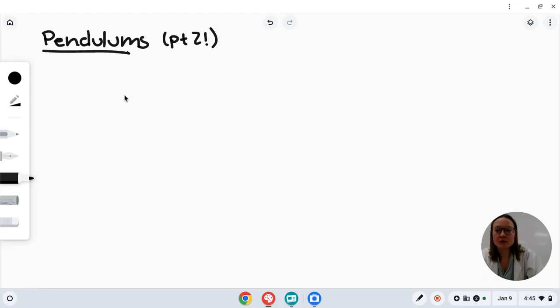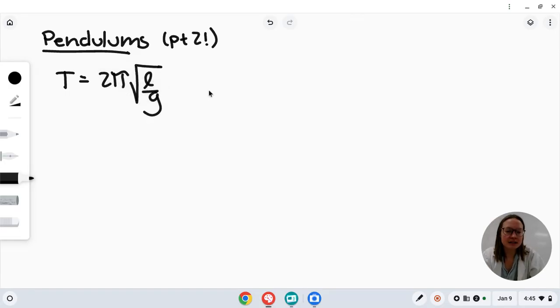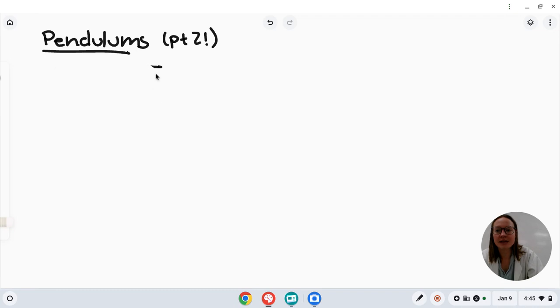In this portion, we're just going to be trying a practice problem with our new equation that we just learned about pendulums, which is that the period of a pendulum, T, is equal to 2 pi square root of L over g. We're going to try a practice problem using this equation, and the practice problem that we're going to be trying today comes from page 379 of your textbook. Yes, it is one of your homework problems.